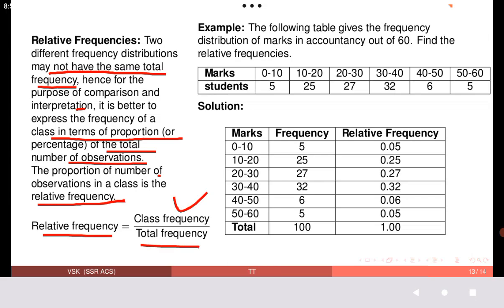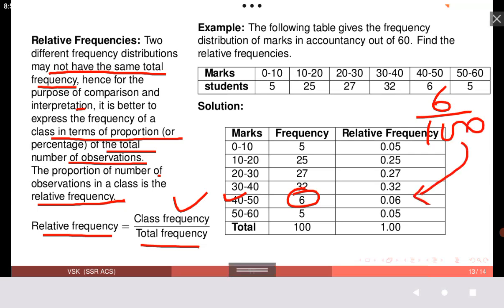Okay, as I explained, this is 6. Suppose for this class interval I have to find the relative frequency. So 6 divided by the total frequency 100, so we'll get 0.06. So this way relative frequency can be obtained.